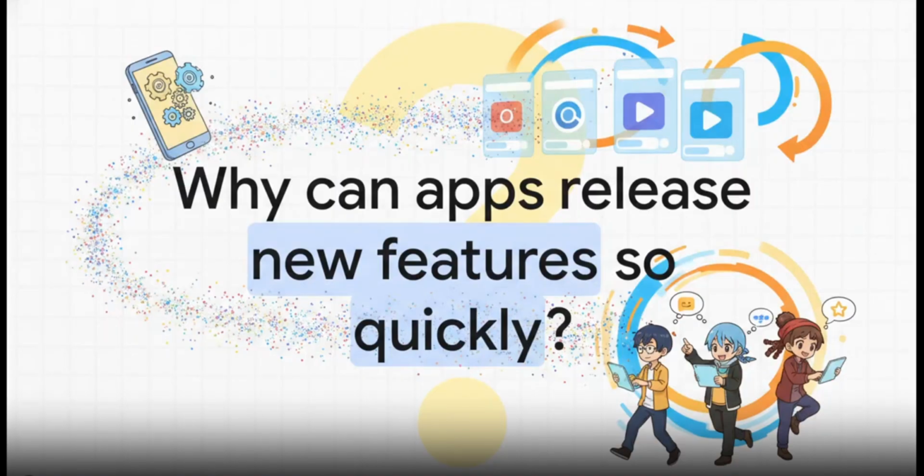You've probably noticed this, right? Ever wonder how your favorite apps can roll out new features so ridiculously fast? One day you're wishing for a feature, and bam, the next week, it's there. How in the world do they do that? Well, the secret is usually in how they think about building software. It's a totally different philosophy.